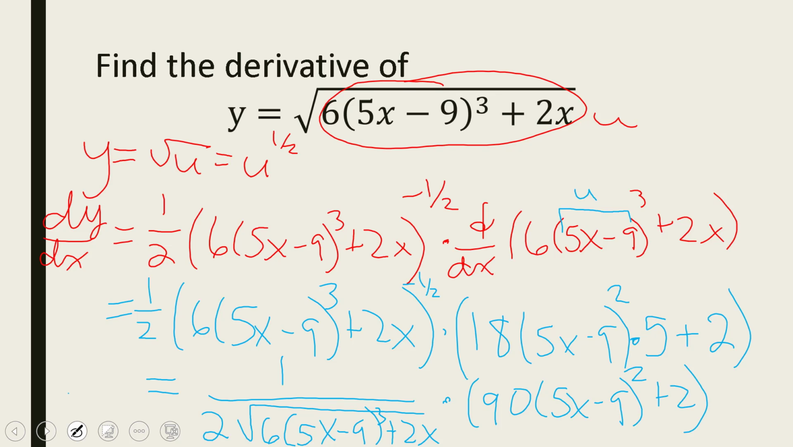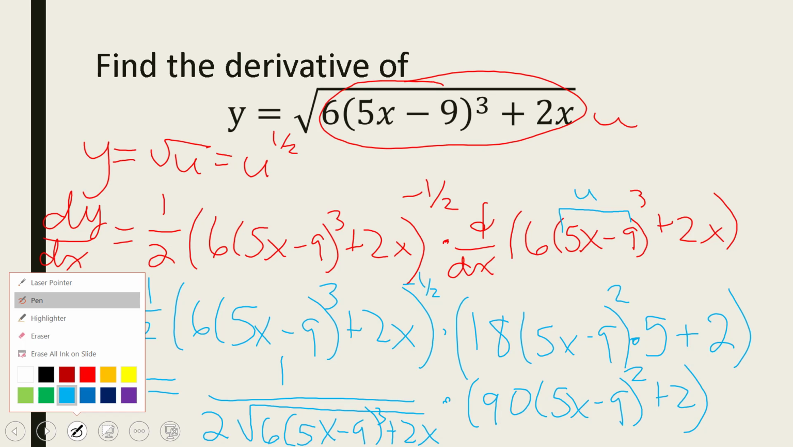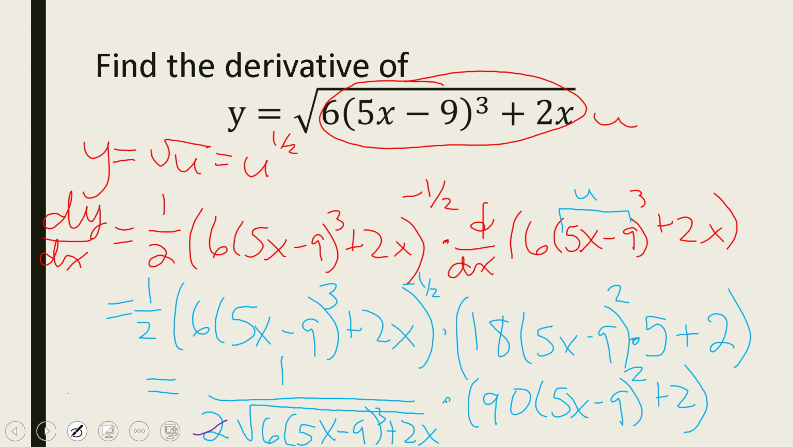And actually we can simplify this a little bit more, but I've run out of space at this point, where we could take the 90 and the 2 and divide it by the 2. So let's change the color. Let's use purple. So this 2 could cancel out with this 90 and give me 45, and cancel out with this 2 to give me 1. So that's our final answer. It's not pretty, but that is correct.